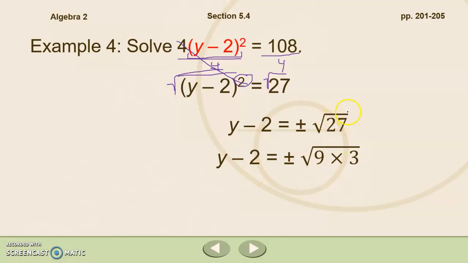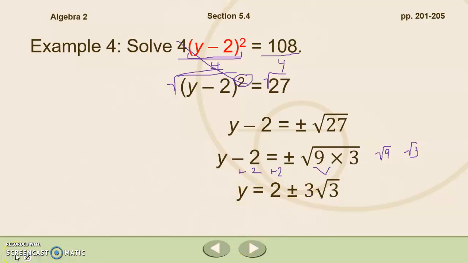So to simplify a radical, don't forget, we do the prime factorization. So we're ending up with the square root of 9 and the square root of 3. And the square root of 9 we can simplify a little bit more here. So this simplifies to 3 times the square root of 3. And then we've added that 2 to both sides as well. So we end up with y equals 2 plus or minus 3 times the square root of 3.